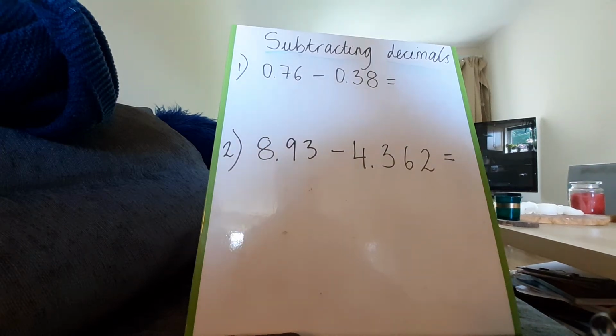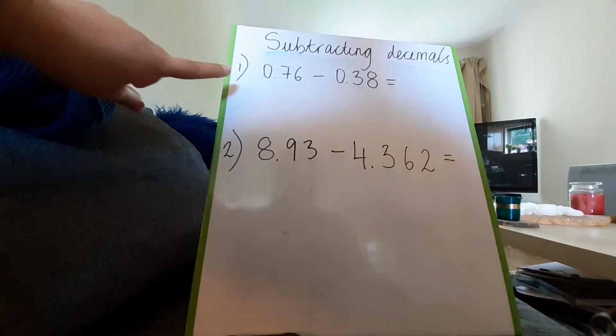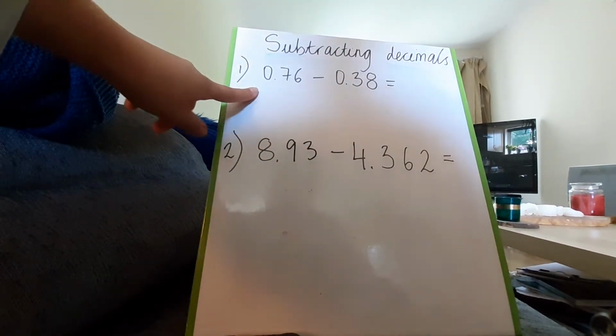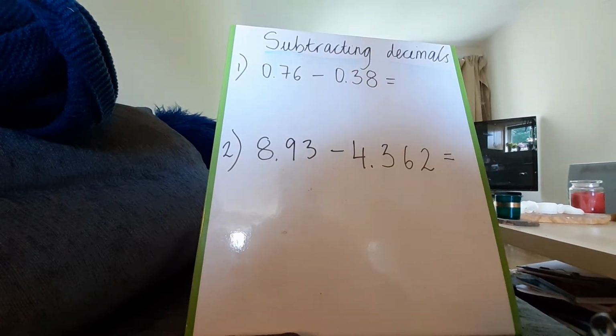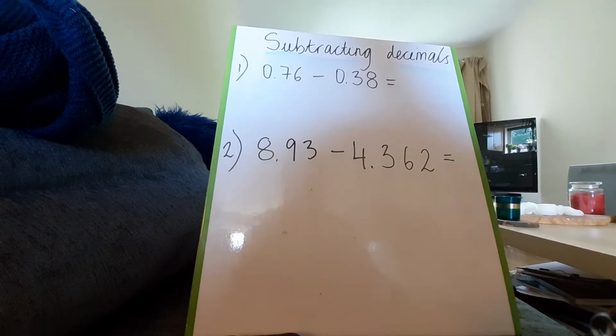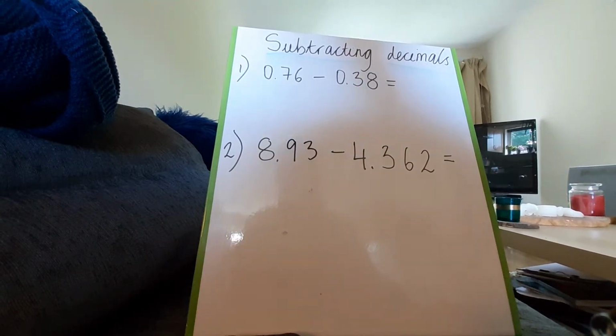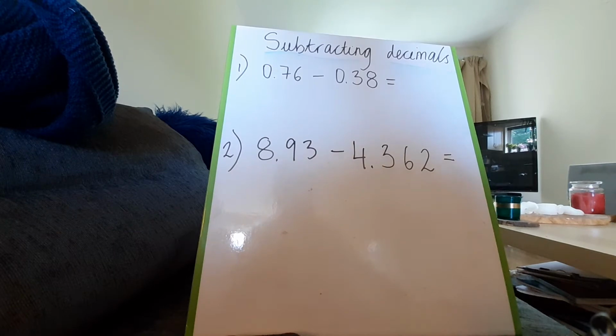Welcome back Year 5, and today we are learning to subtract decimals. And we're going to start with a really easy example over here, and we're going to use the column method. So just like when we subtract whole numbers using the column method, we need to think about our place value and make sure our place values match up when we write these values down using the column subtraction.